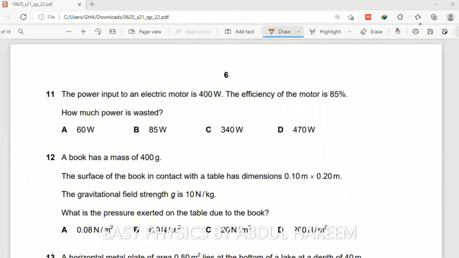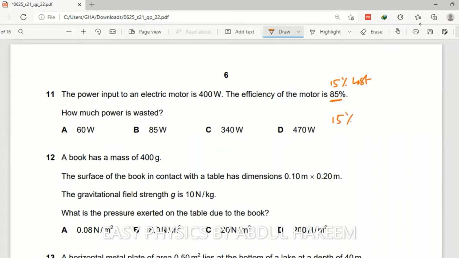Okay, the next question is question 11. The power input of the electric motor is 400. The efficiency of the motor is 85%. How much power is wasted? 85% means useful power, so the remaining 15% is lost. So we have to calculate the lost power.